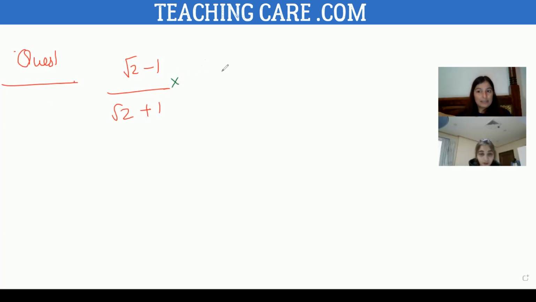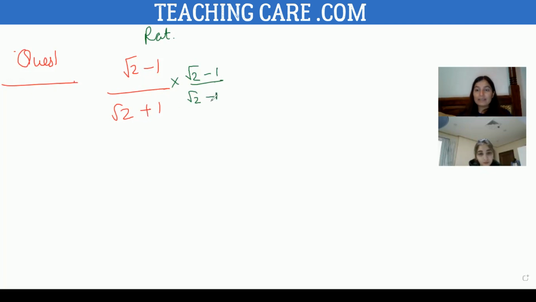So we rationalize it, right? Remember rationalizing? So how do we rationalize? We flip them, so it would be square root of 2 plus 1 over square root of 2 minus 1. No, it's not flipping.